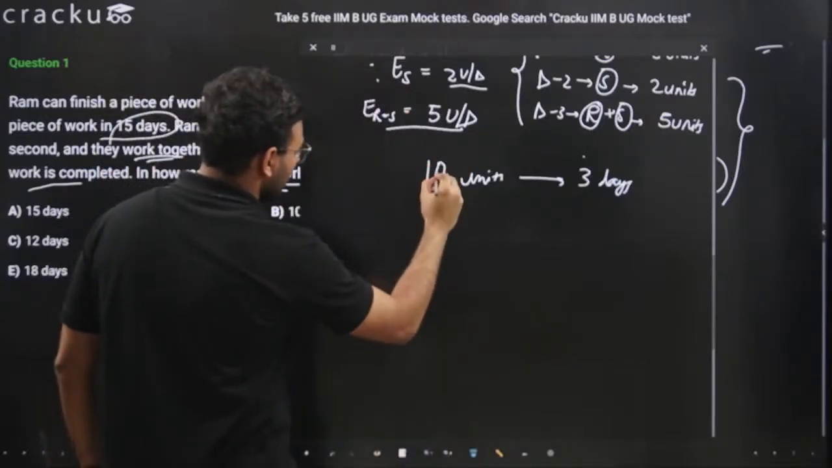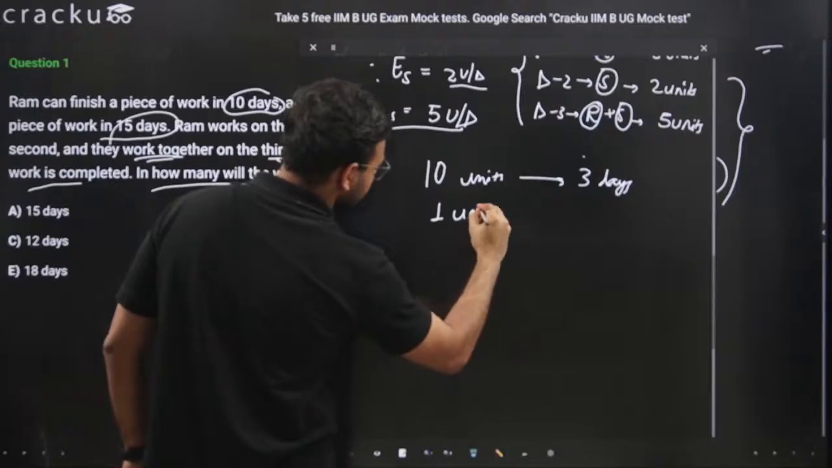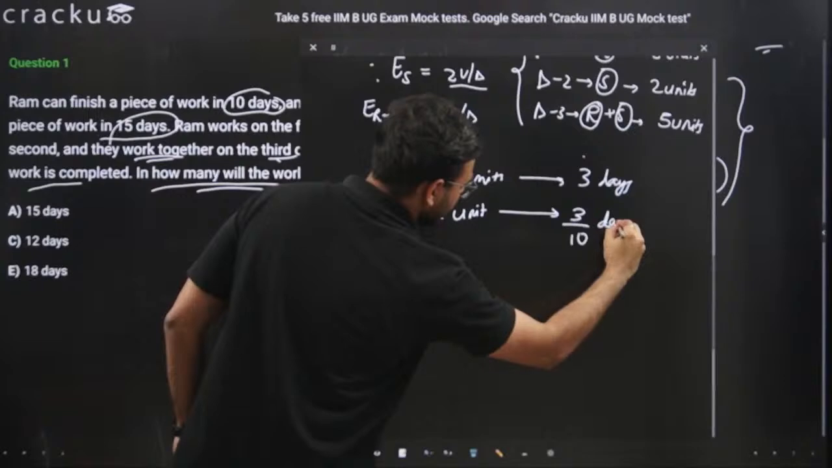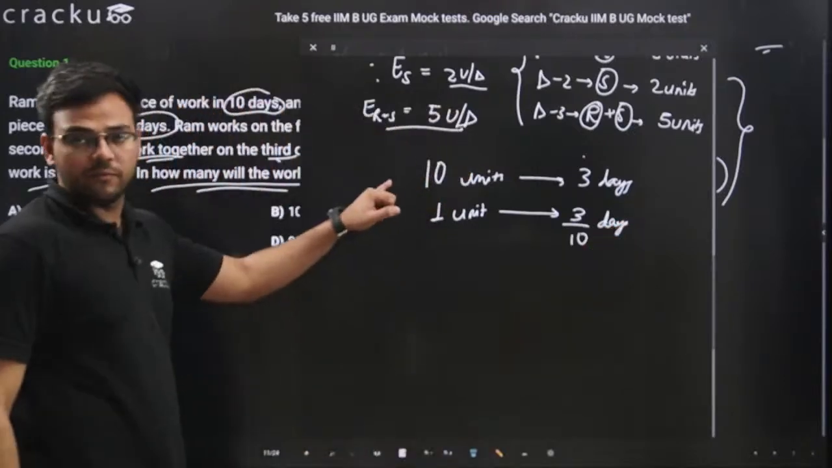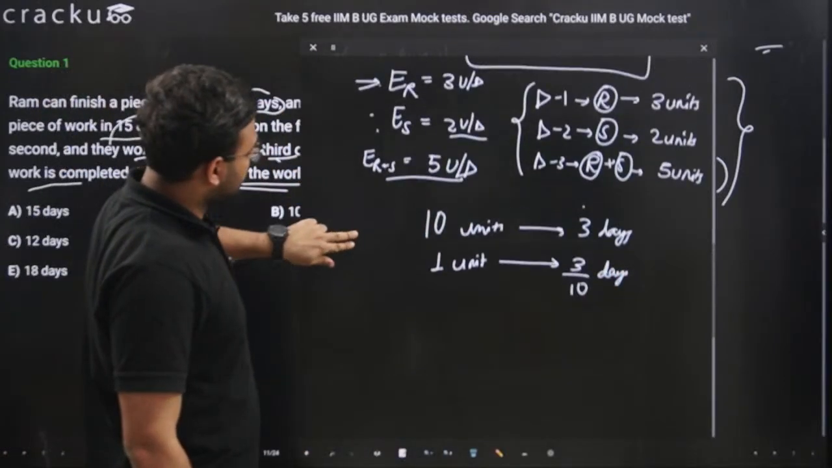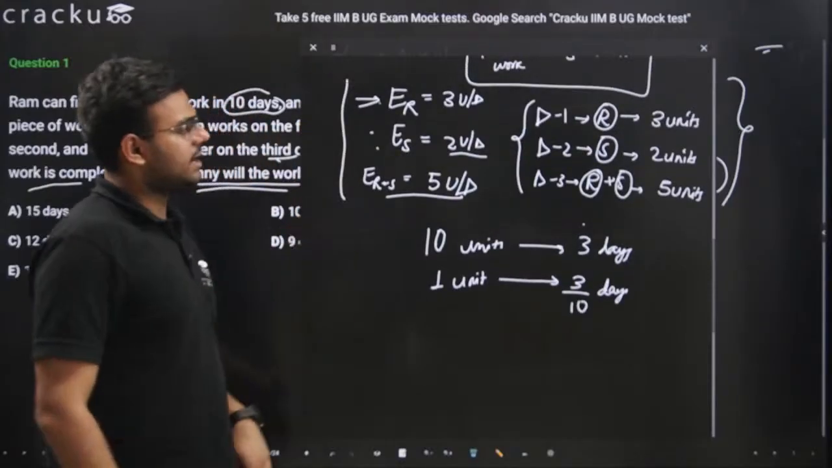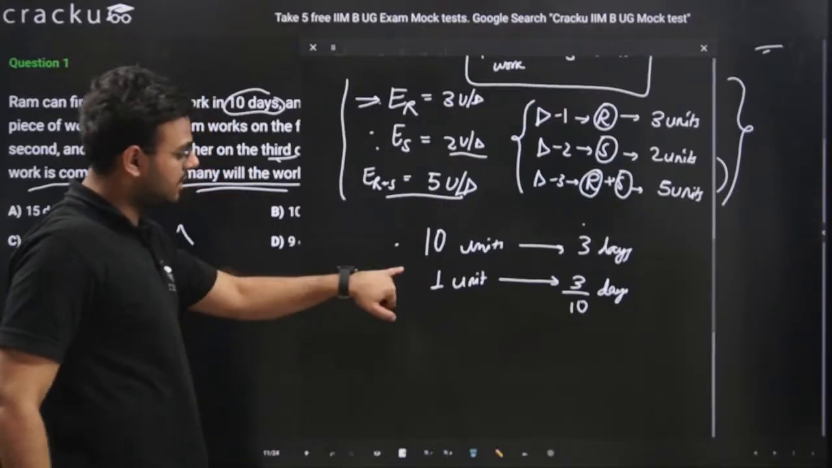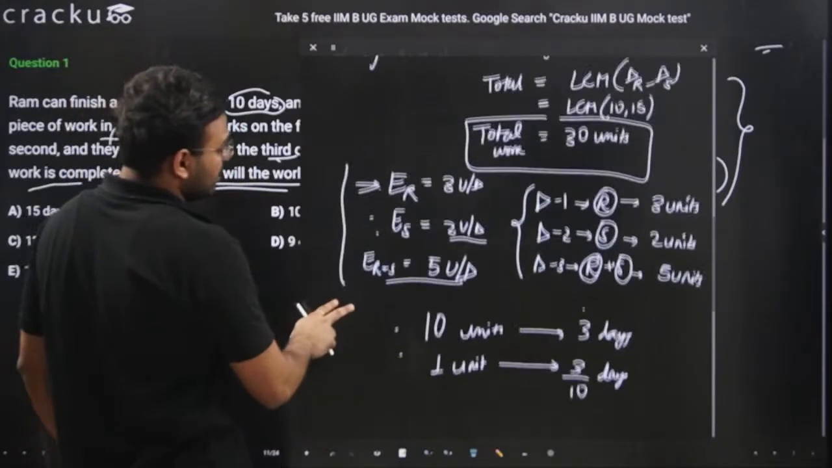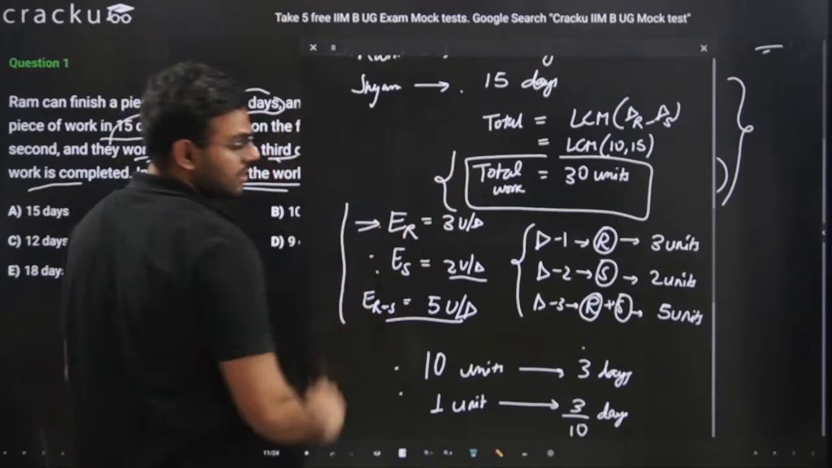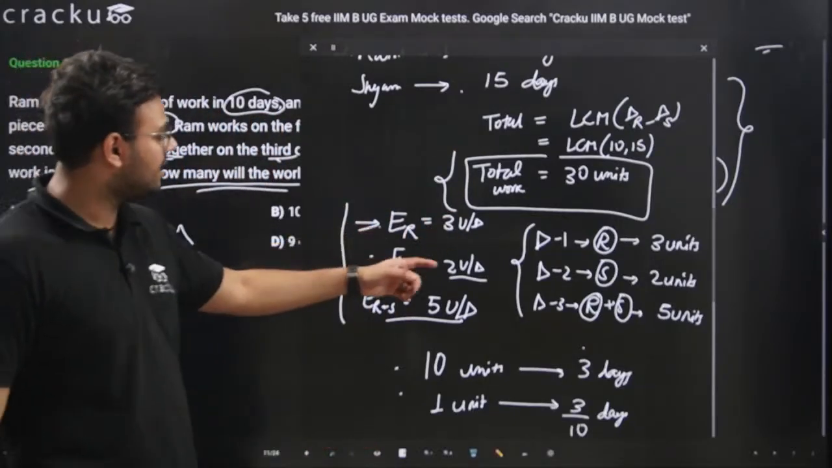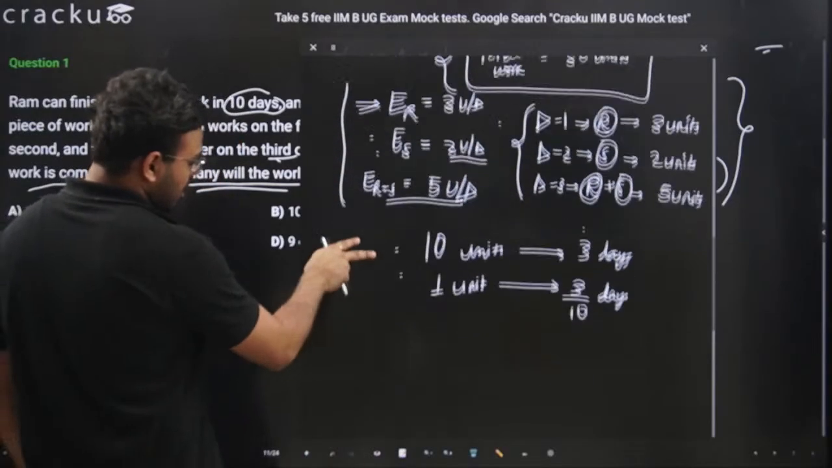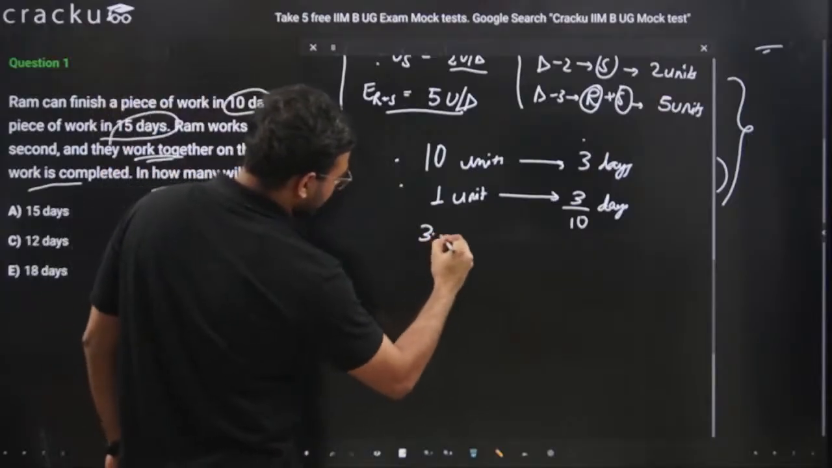So I can say 1 unit of work will be done in 3 by 10 days. You can clearly see that in 3 days they are doing 10 units of work, so 1 unit of work is done in 3 by 10 days. How much work do we have to do? The total work is 30 units. They have to do a work of 30 units.